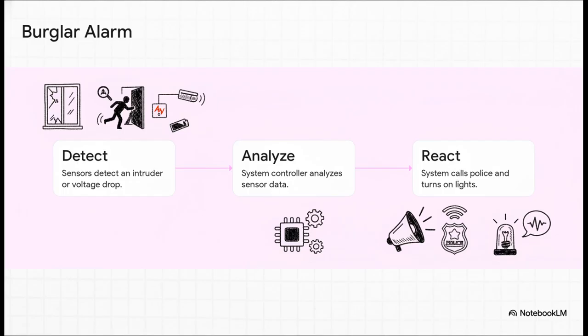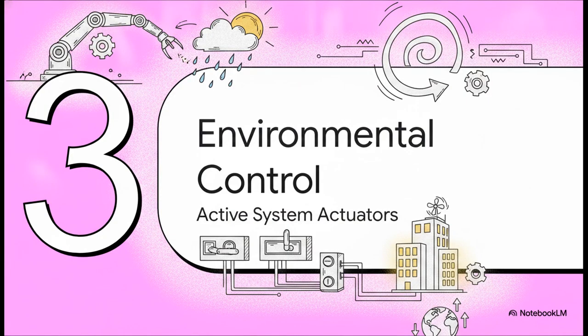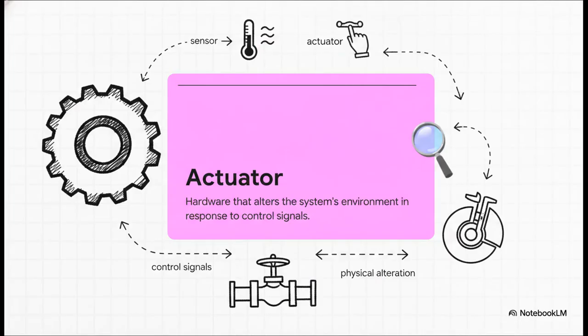So, just to recap, Observe and React is all about continuous monitoring, looking for exceptions, and triggering alarms or displays when they actually happen. Section 3, Pattern 2. Environmental Control. Active System Actuators. Moving on to our second pattern, we're stepping beyond just observing our environment and moving into actively changing it. To really grasp this pattern, you absolutely have to know what an actuator is.